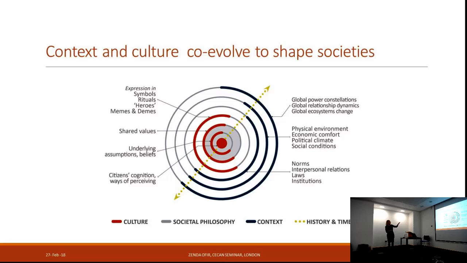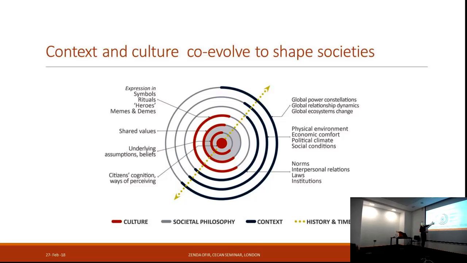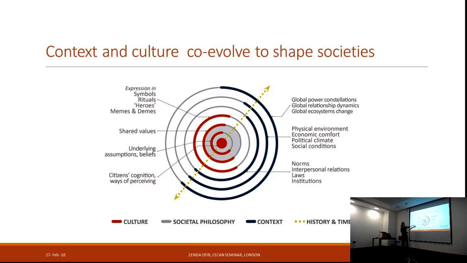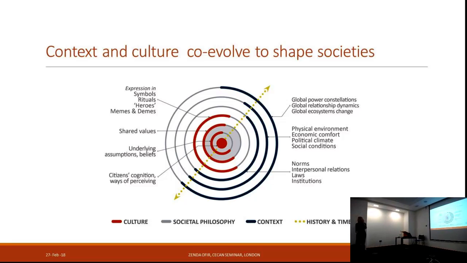And I hope you can see, when you look at these red circles, they are the cultural aspects of a society: citizens' cognition, the way in which they perceive things, the underlying assumptions and beliefs, the shared values, and then the expression, which is what we normally see in the rituals and the symbols, how we do funerals, how we do weddings. That's not the culture, it's what sits underneath, of course. And then the contextual elements: the norms, the interpersonal relations, the laws, the institutions, right? The physical, the economic, political environment, the global power constellations, and so on.